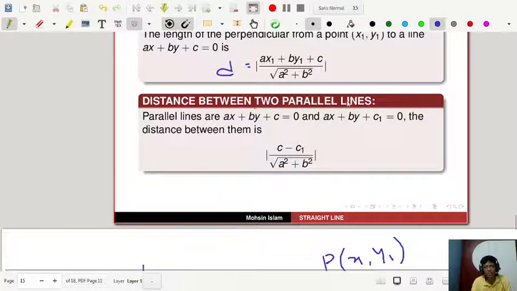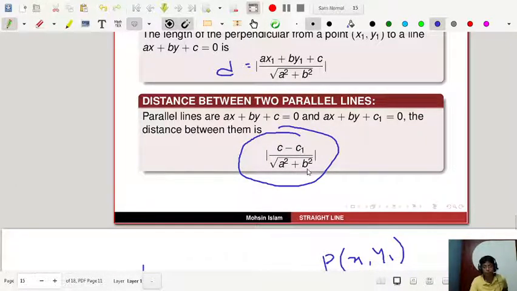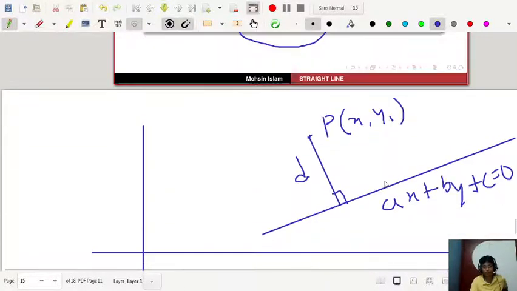And what about the distance between two parallel lines? The parallel lines are represented by ax plus by plus c, because for parallel lines the coefficients of x and y are the same, but they differ by a constant. So c and c1 are different, and the distance between the parallel lines is given by mod of c minus c1, divided by root over a square plus b square. That is the distance between two parallel lines.